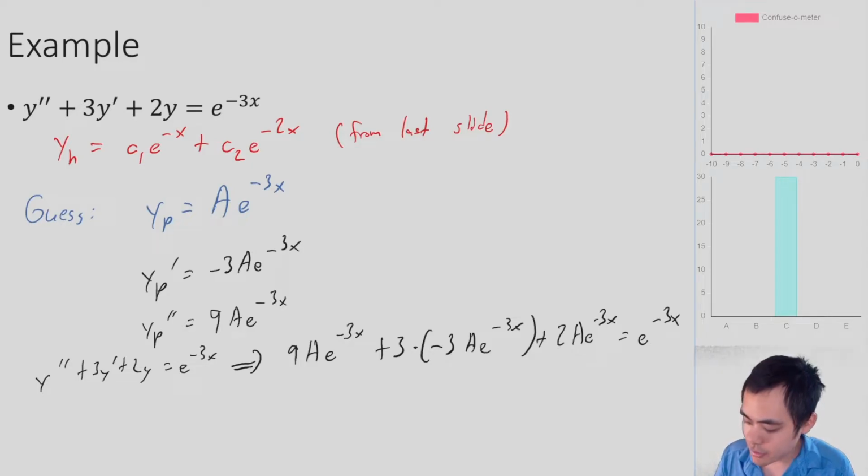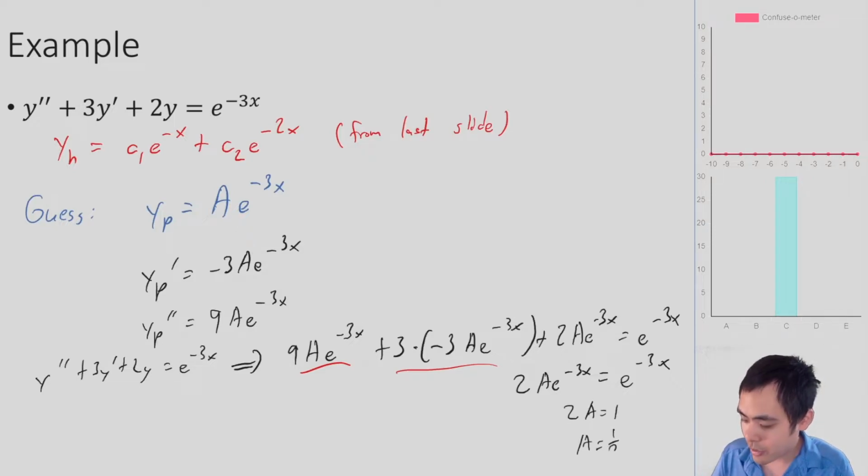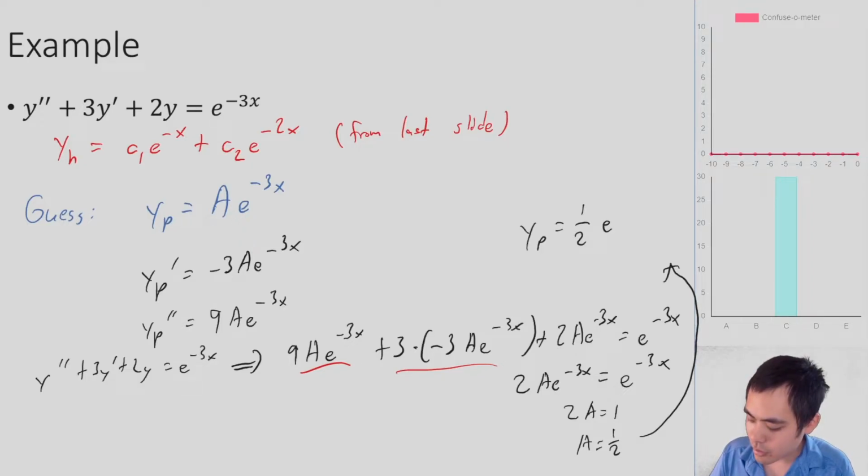Well, notice that these two cancel out, and so we're left with 2a e to the minus 3x is equal to e to the minus 3x. 2a is equal to 1, so a is equal to 1/2. And so therefore we have that yp is equal to 1/2 e to the minus 3x.